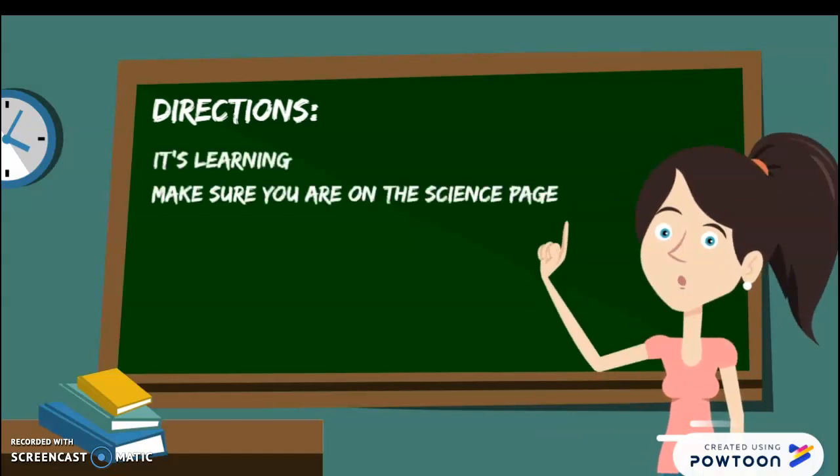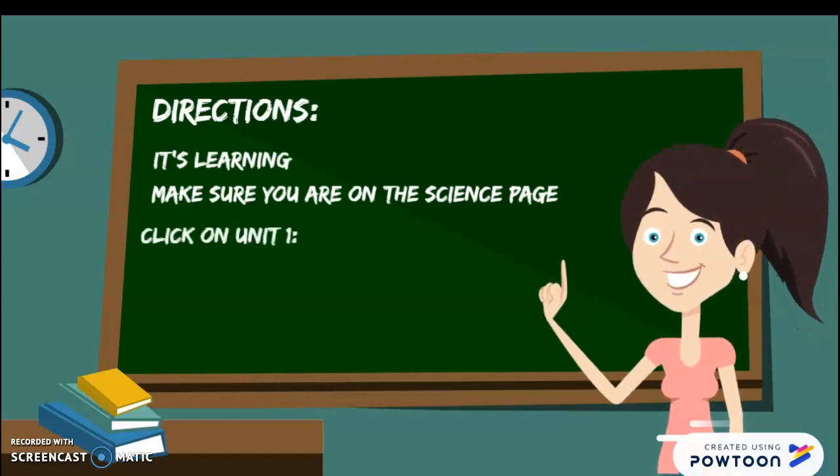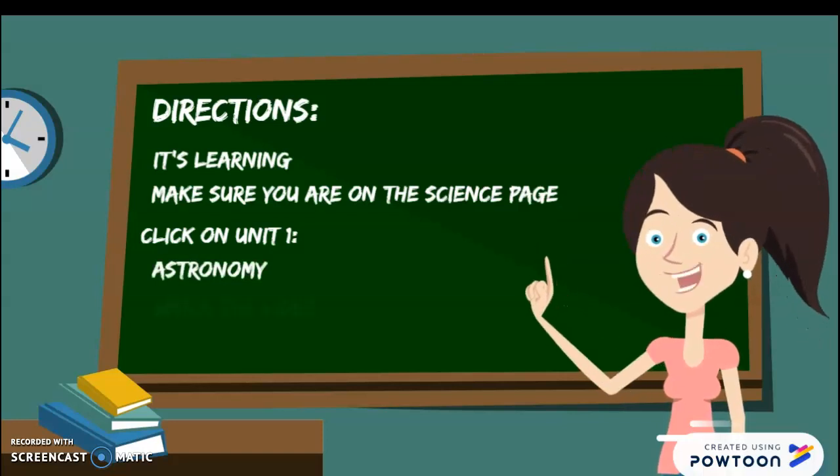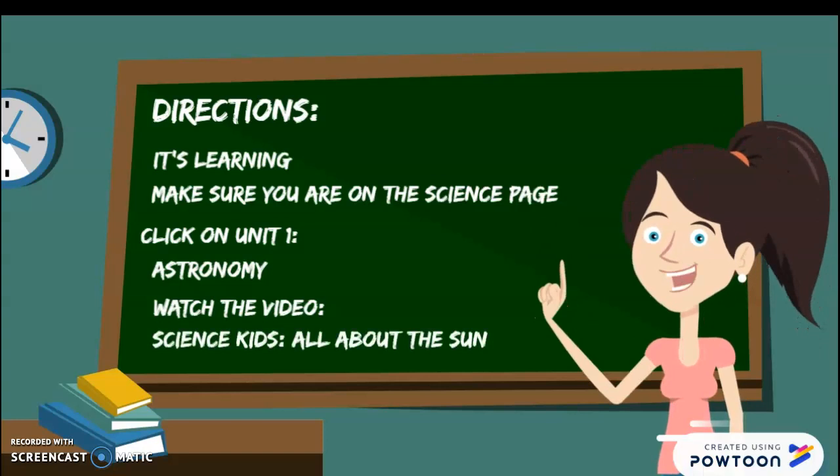Once you're ready to get started, I want you to go to your It's Learning page. Make sure you're on the science page. Click on Unit 1, which is labeled Astronomy. And then you're going to click on the link and watch the video that's labeled Science Kids All About the Sun.